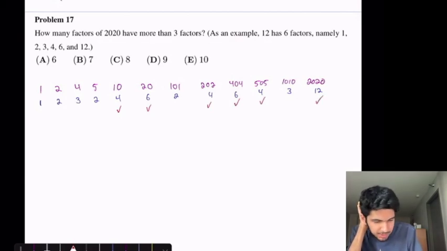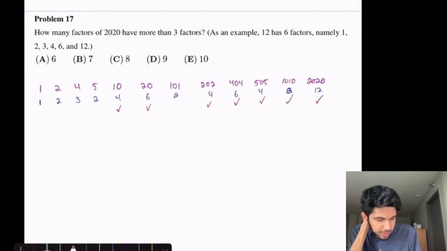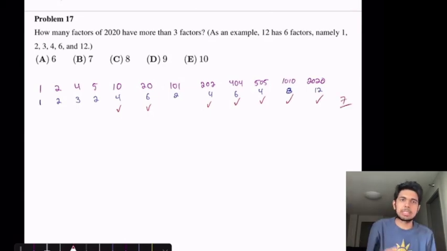I missed one? Oh wait, sorry. 10, 10 should be 8. Sorry. Yeah, and then you'll see that, okay, there's 7 factors with more than 3 factors. That's one way of doing it. As you can tell, I'm not too enthusiastic about it.